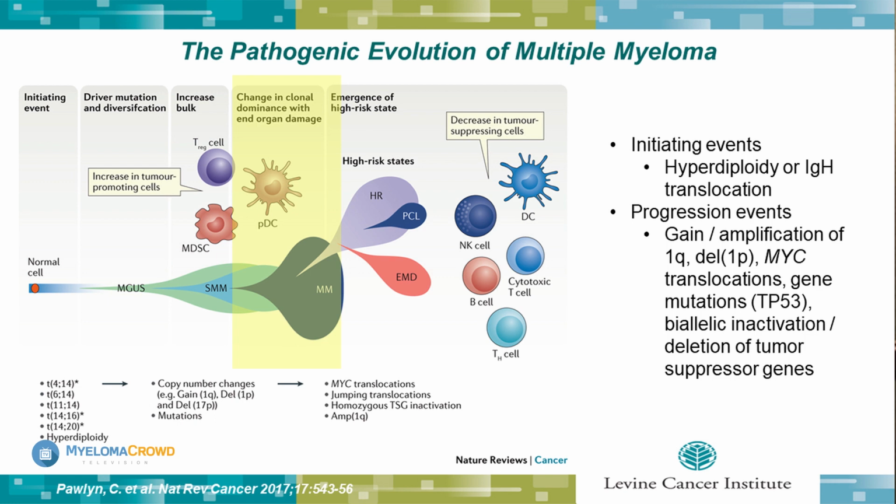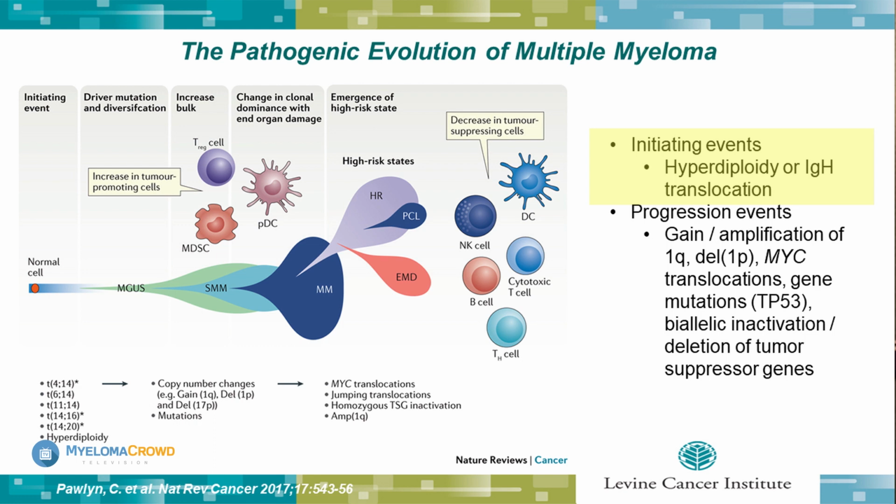Now, from a biology perspective, there are what we call initiating events that are present at the level of MGUS. So there are certain chromosomal or cytogenetic abnormalities that are present right from day one when the patient has MGUS. And these can be divided broadly into two categories. One is what we call hyperdiploidy, where there's an excess of chromosomes in the myeloma cells themselves.